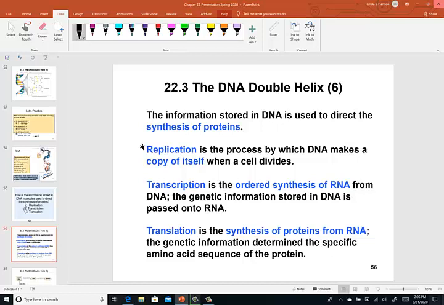And then transcription is the ordered synthesis of RNA. Remember that one-stranded molecule RNA from the genetic information stored in the DNA molecule. So we'll talk about transcription as the first process, the translation of that information into a protein, all through the process of three separate specific RNA molecules.